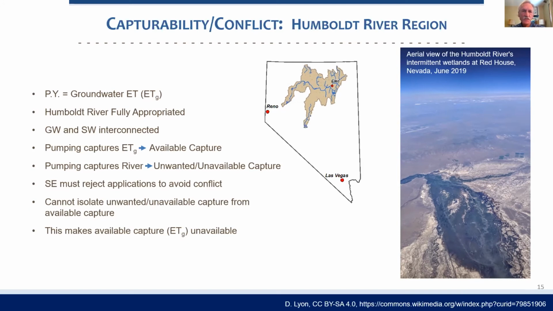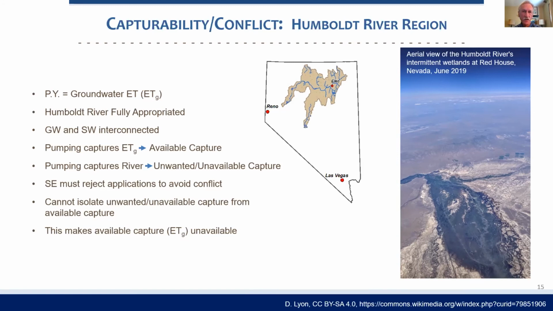In this region, our office has been focusing on the conflict aspect of the capturability issue. Here, any capture of surface water can result in conflict. And because areas of groundwater ET and locations of hydraulically connected streams occur in the same general areas, it's nearly impossible for pumping to capture just the ET and avoid capturing some of the water from the stream system. So this makes a substantial portion of the ET discharge, otherwise considered available as part of the perennial yield, unavailable due to the potential conflict tied to the side effect of unavoidable stream capture.